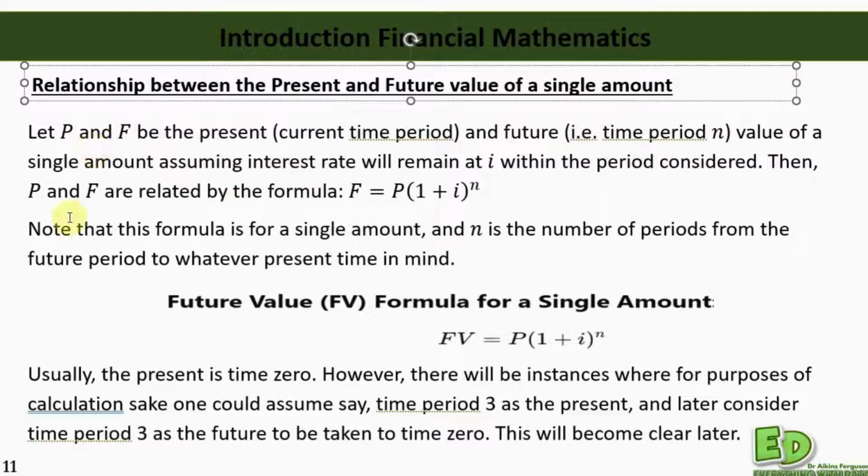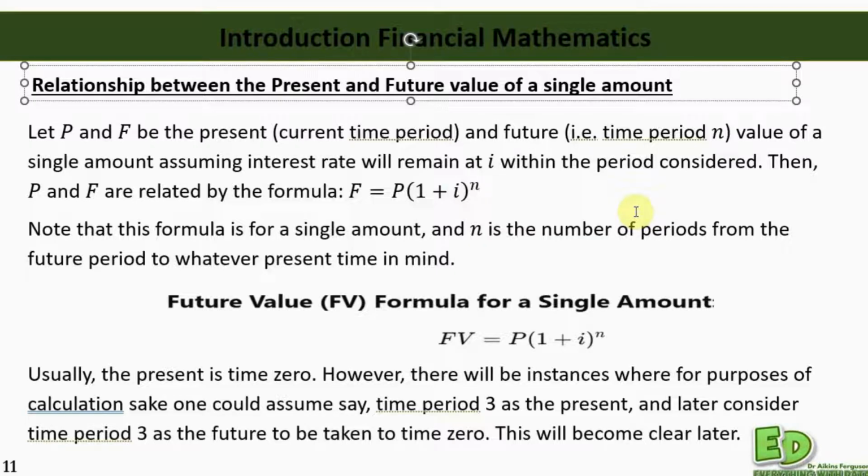Then the present amount and the future value are related by the formula. The future value of a single sum is equal to P into bracket 1 plus I raised to the power N. F is the future value, P is the present value, 1 is a constant, I here is the interest rate, N is the number of years. Note that this formula is for a single sum, and N is the number of periods from the future period to whatever present time in mind. So that's what is here, the future value of a single sum formula.